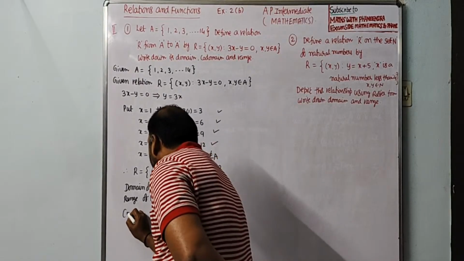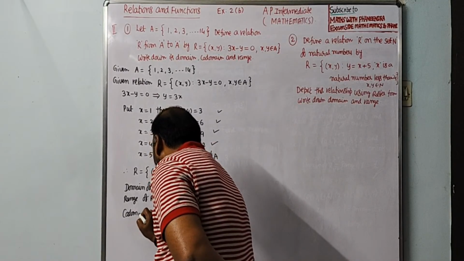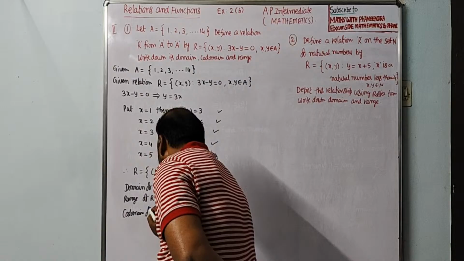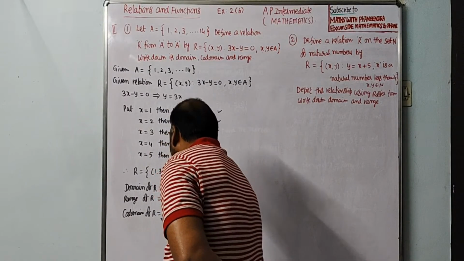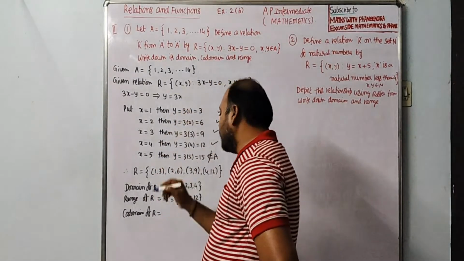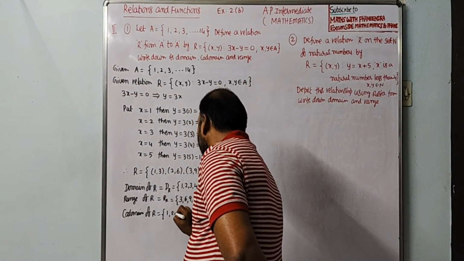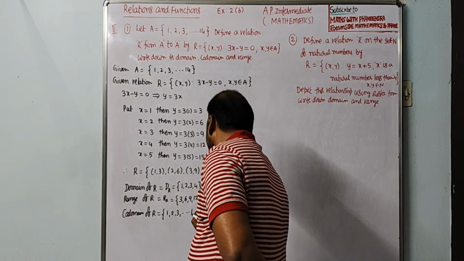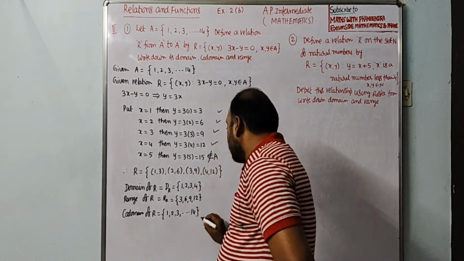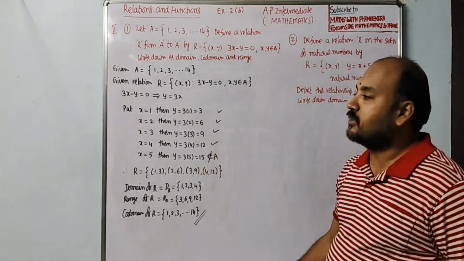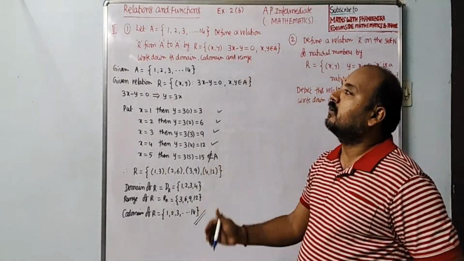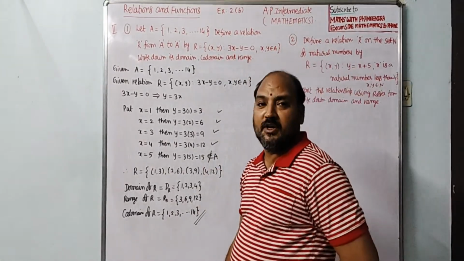Next, codomain of R. So whatever the elements which are present in A, it comes here. 1, 2, 3 and so on up to 14. This is the information about this question number 1 in second bit.